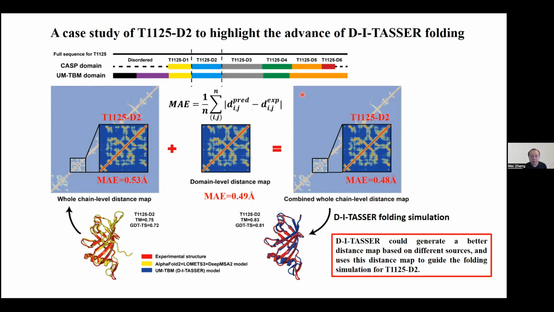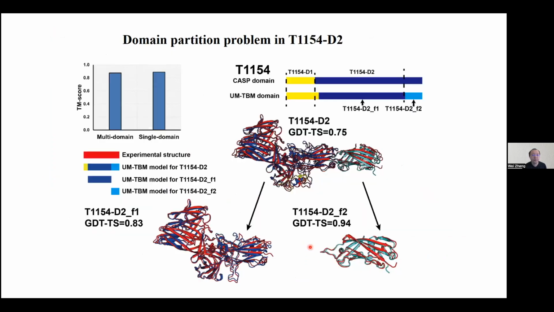Guided by this combined distance map, after the I-TASSER folding simulation, we got an accurate final model with a TM score of 0.83. Modeling large multiple domain targets has been more difficult than modeling single domain proteins for many years. However, by checking the multiple domain and single domain targets this time, we found I-TASSER has comparable modeling ability for those two kinds of proteins.